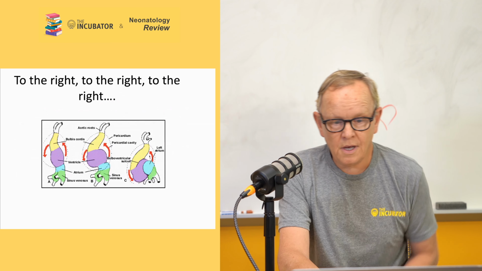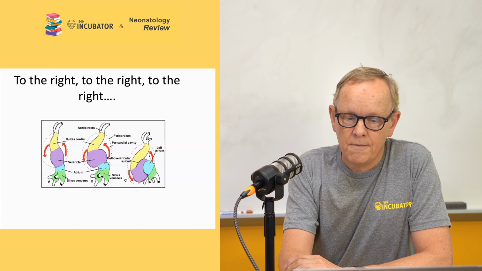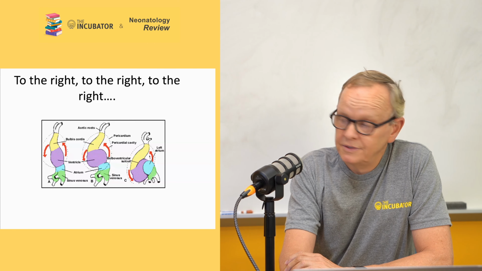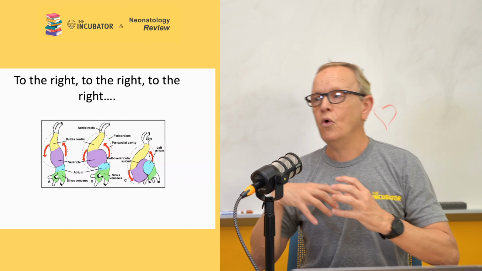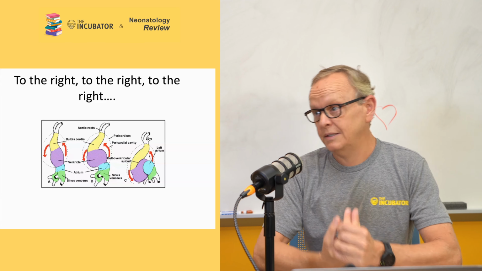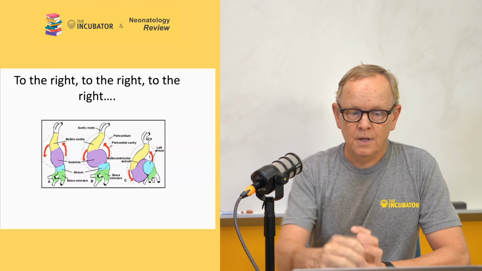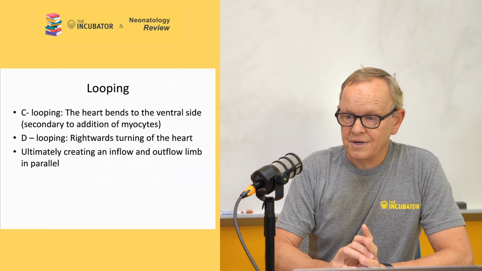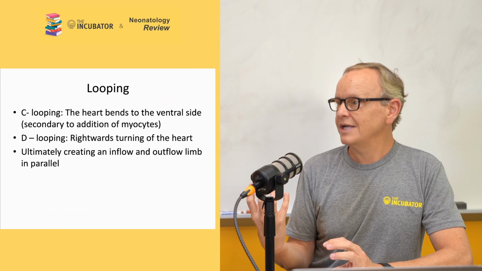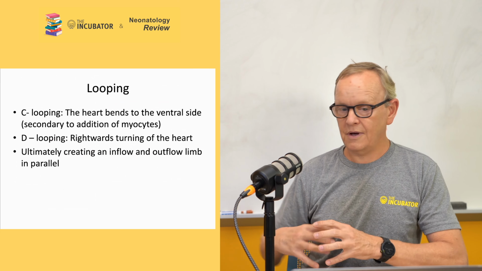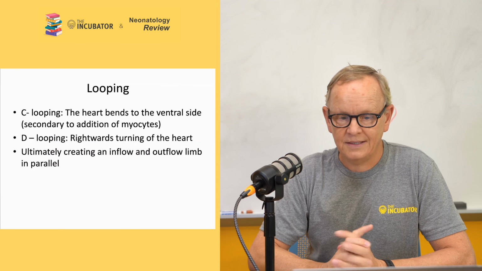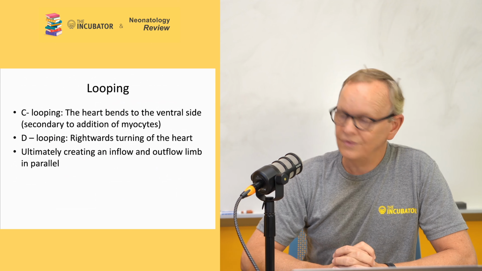As it also becomes a little longer, this occurs at 21 days. That's a little bit of a marker there, and it bends to the right. So normal looping is looping to the right. Looping to the left is abnormal. The reason it loops to the right is because there's left-sided proliferation of cells. All of a sudden you have this growth of cells on the left side, which makes the heart tilt over to the right. So just remember looping to the right.